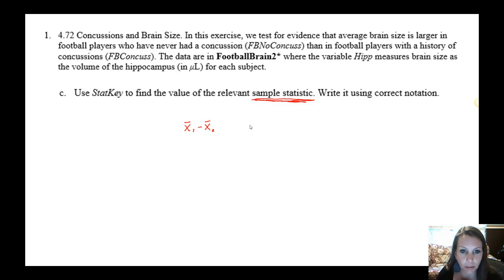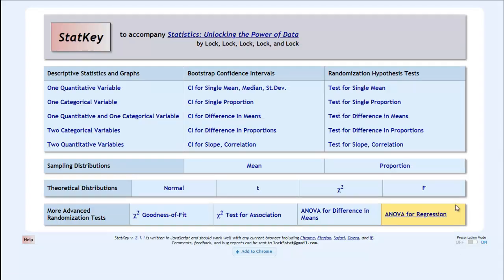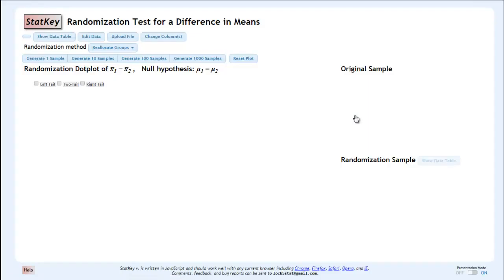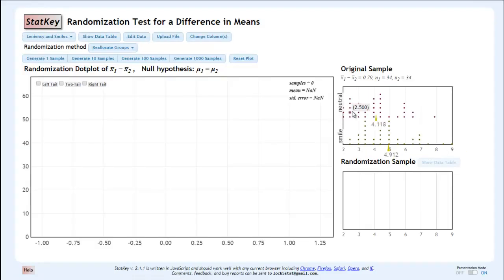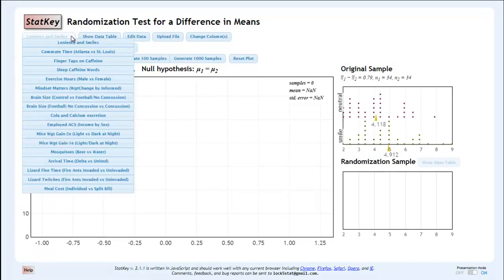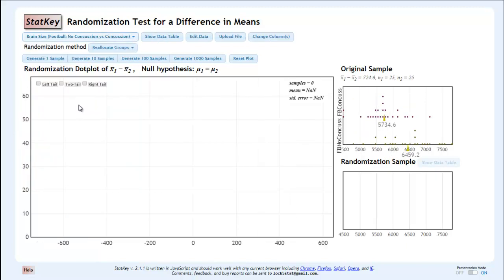So let's go over to StatKey, and I'll show you how to pull that up and where to find that on the StatKey output. To analyze this data in StatKey, we're going to do a randomization hypothesis test for a difference in means. So I click on test for difference in means. And next I need to find the data set. This particular data set is actually already loaded in here. If I go to the drop-down menu and I choose brain size for football, no concussion versus concussion, then I've already got the data nicely loaded in there for me.